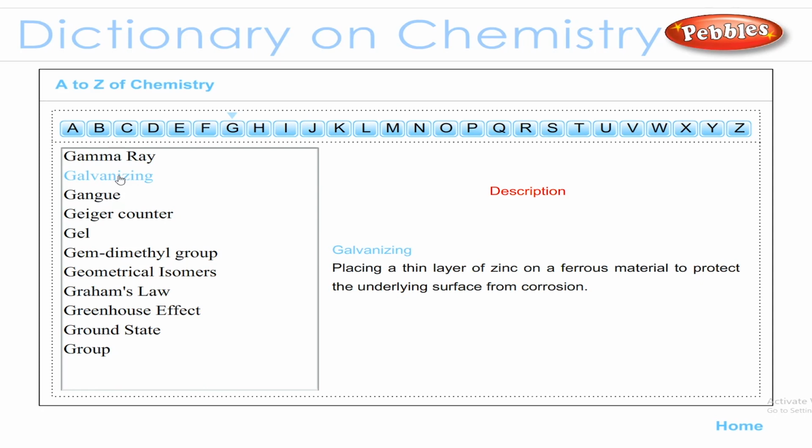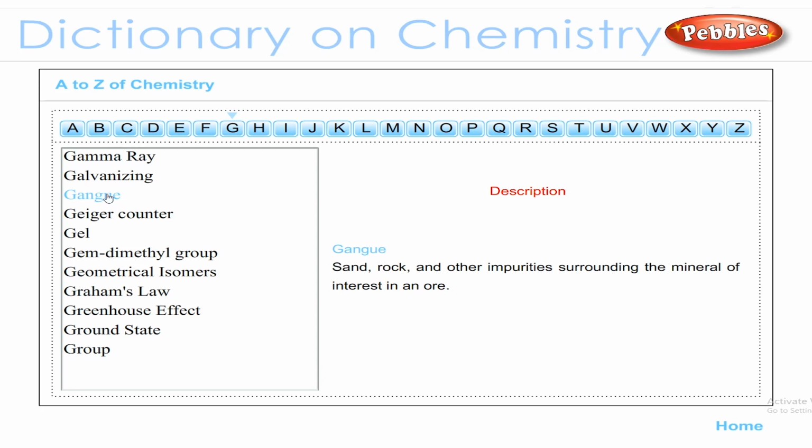Galvanizing. Placing a thin layer of zinc on a ferrous material to protect the underlying surface from corrosion. Gangue. Sand, rock and other impurities surrounding the mineral of interest in an ore. Geiger counter. A gas-filled tube which discharges electrically when ionizing radiation passes through it.